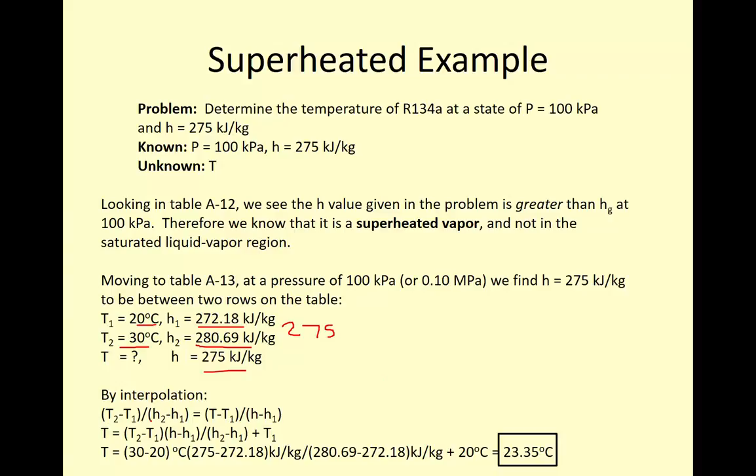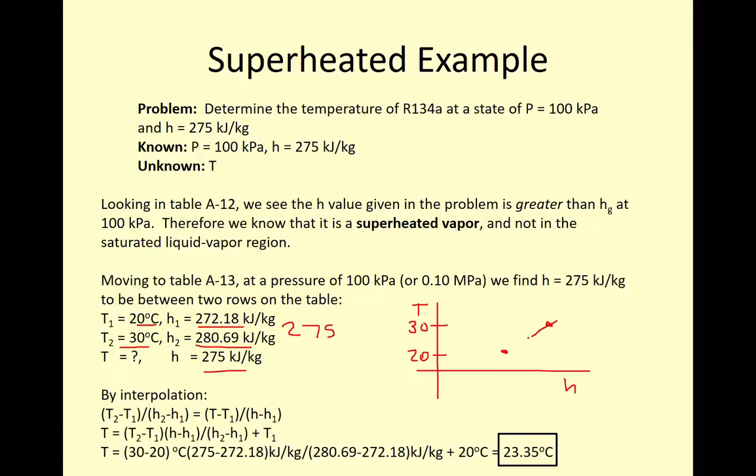So (T2 minus T1) over (H2 minus H1) equals (T minus T1) over (H minus H1). Again, we're just looking at points along a line. So if we know that at 20 and 30 we have certain enthalpies, at 30 degrees it's going to be something like that, and at 20 degrees it's something like that.